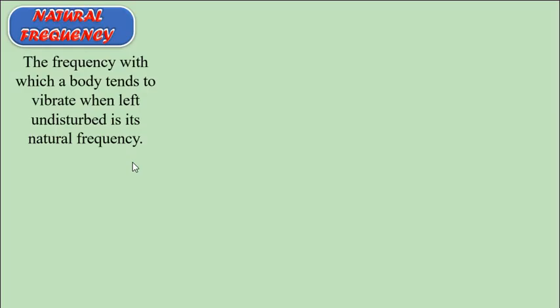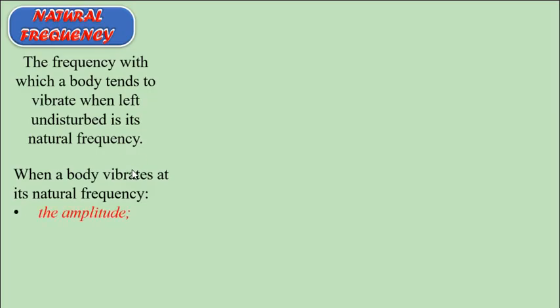So when a body vibrates at natural frequency, what are the things we'll be expecting? Number one, you see that the amplitude, the velocity, the kinetic energy will all be what? Maximum. An object vibrating at its natural frequency will have maximum amplitude, maximum velocity, and maximum kinetic energy. Since all these are maximum, then the kinetic energy is also maximum.